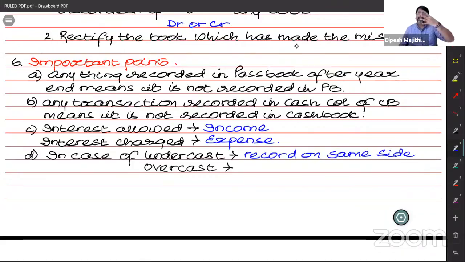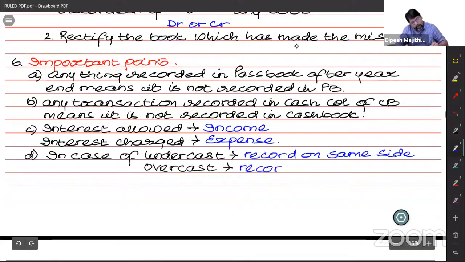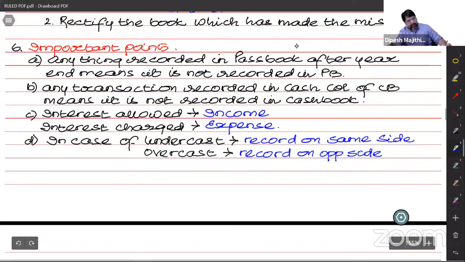Credit side I was supposed to record 4, but I recorded 5. Then record 1 on the debit side. Yes. So in case of overcast, record on the opposite side. I repeat, in credit side I was supposed to record 4. I recorded 5 on the credit side. That means 1 extra I have recorded on the credit side. So record 1 on the debit side. So in case of undercast, record on the same side. In case of overcast, record on opposite side. Am I clear? Yes.